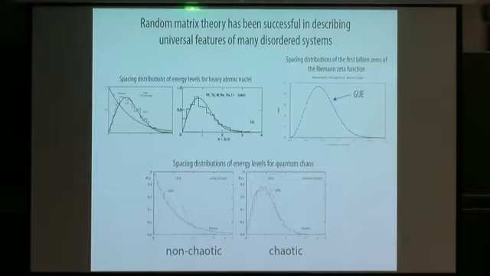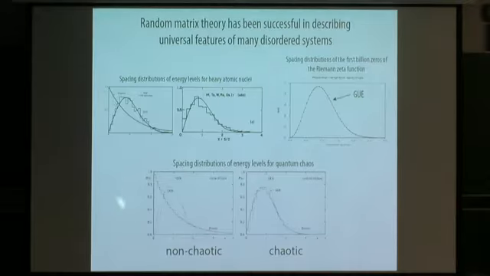This random matrix theory has been successful in describing universal features of many disordered systems. This is atomic nuclei. One of the most fascinating to me is the most famous unsolved problem in pure mathematics, which is the Riemann hypothesis, that all the zeros of the Riemann zeta function, which is connected to prime numbers and so on, all live on the line real s equals 1/2. But then how are they distributed? Well, the spacing of the first billion zeros correlates with this Gaussian unitary ensemble.